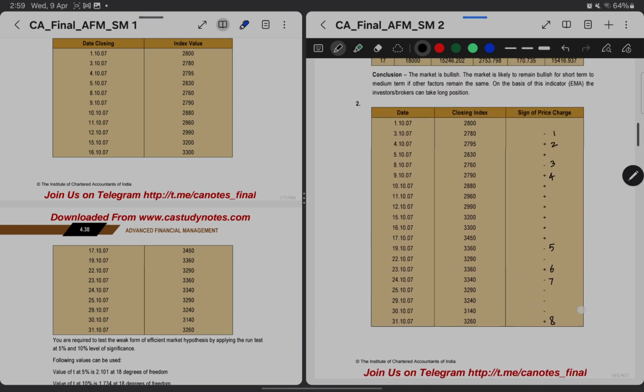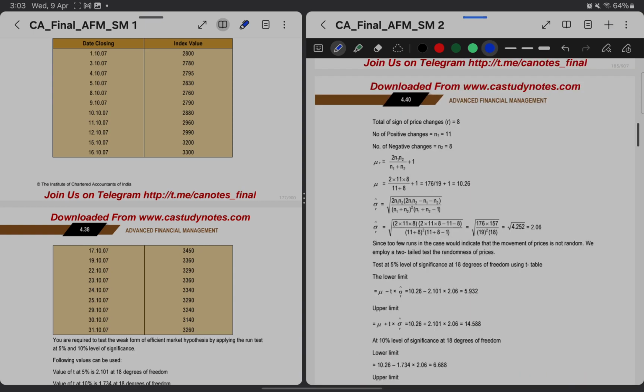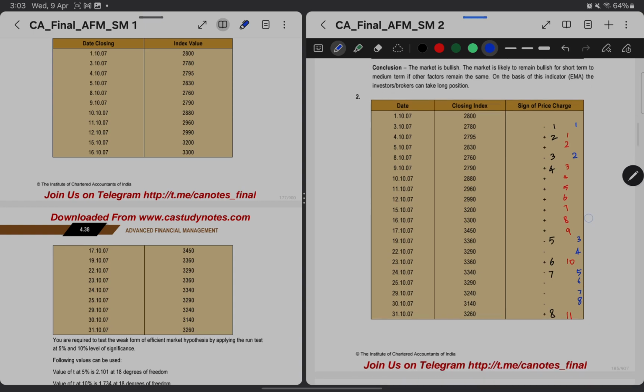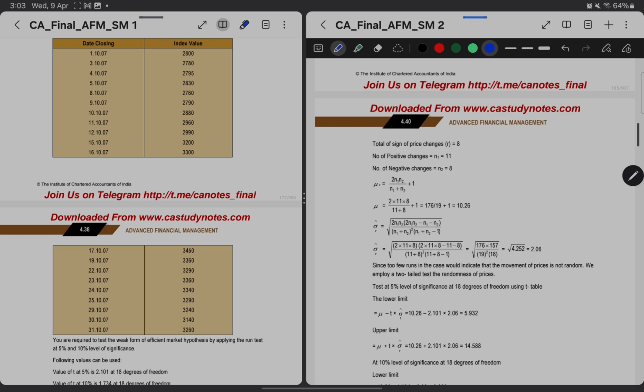Now the number of positive signs and negative signs. The number of positive signs is 11: 1, 2, 3, 4, 5, 6, 7, 10, 11, and the negative changes are 8. Now based on this data we have to do the run test. First we will calculate the mean, then the standard deviation. There is a specific formula to find the mean in the case of this run test, and to find the standard deviation in the case of the run test.